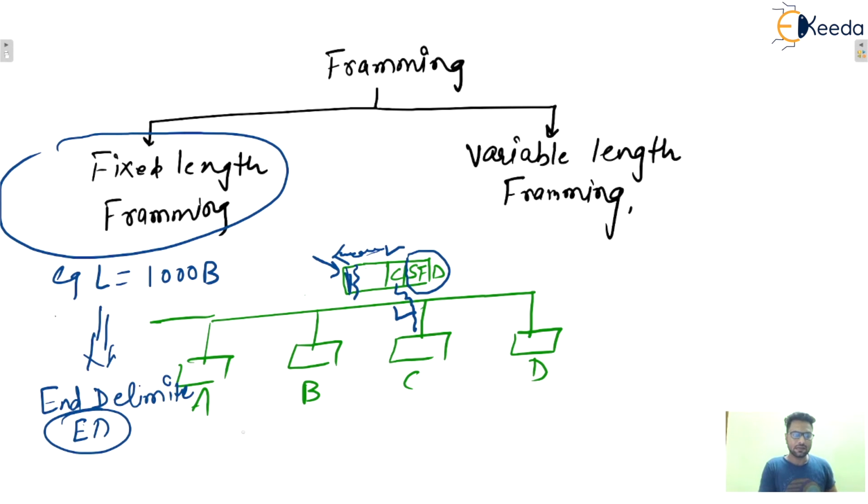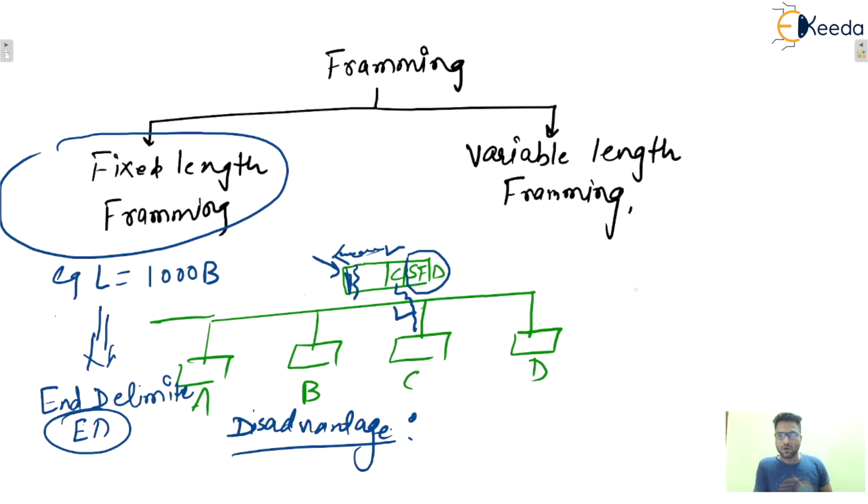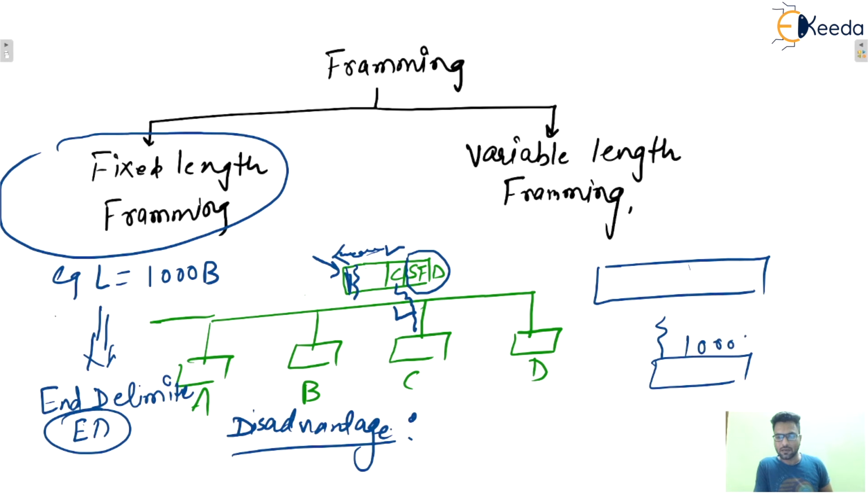But one disadvantage is there. Whenever data is coming from the network layer to the data link layer, let's say a big data is coming, it will divide it into 1000 bytes, 1000 bytes, create the frames and send. No problem at all.